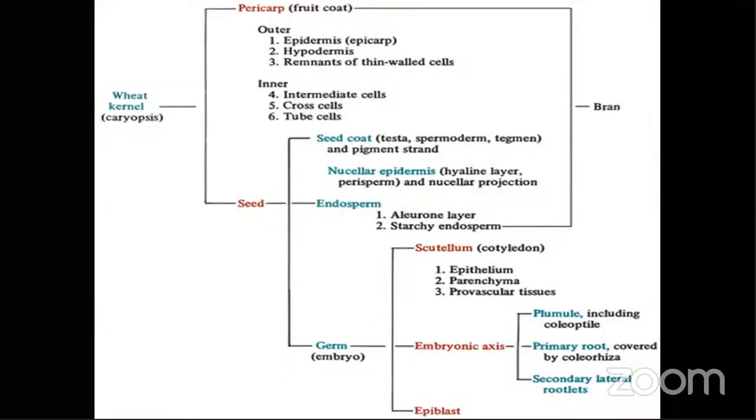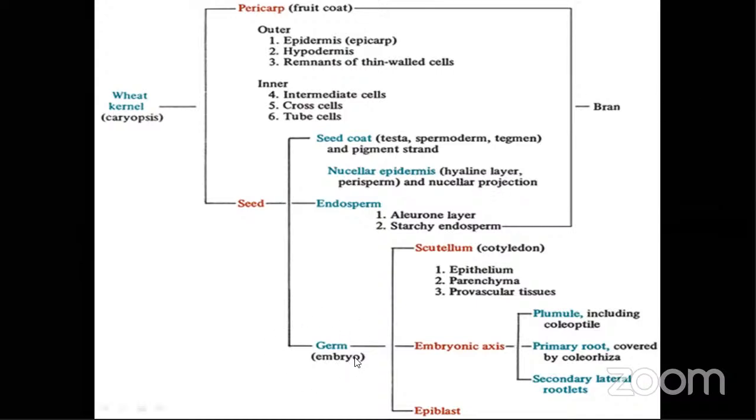So now this is the structure. As I told you, first one is the pericarp. Pericarp is the fruit coat. It contains epidermis, then hypodermis, then cross cells or the tube cells. After these, there is the seed coat known by the name testa. And after the testa, there is the nucellar epidermis, which is made up of hyaline layer and the perisperm. Thereafter comes the endosperm, which is the aleurone layer and the starchy endosperm. Up till the aleurone layer, it comes under bran, and that is to be removed during the milling process if we are going to procure the refined flour.